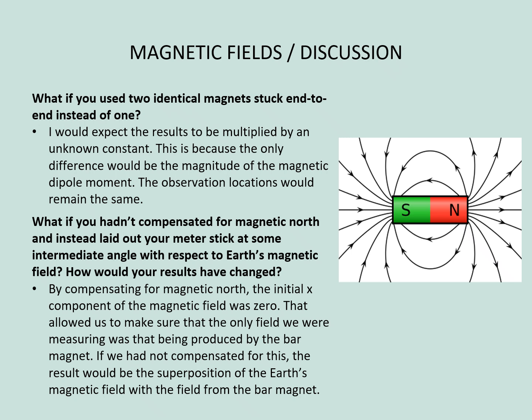And then the second question: what if you hadn't compensated for magnetic north and instead laid out your meter stick at some intermediate angle with respect to Earth's magnetic field? How would your results have changed? I'm just going to read: by compensating for magnetic north, the initial x component of the magnetic field was 0. That allowed us to make sure that the only field we were measuring was that being produced by the bar magnet. If we had not compensated for this, the result would be the superposition of the Earth's magnetic field with the field from the bar magnet.